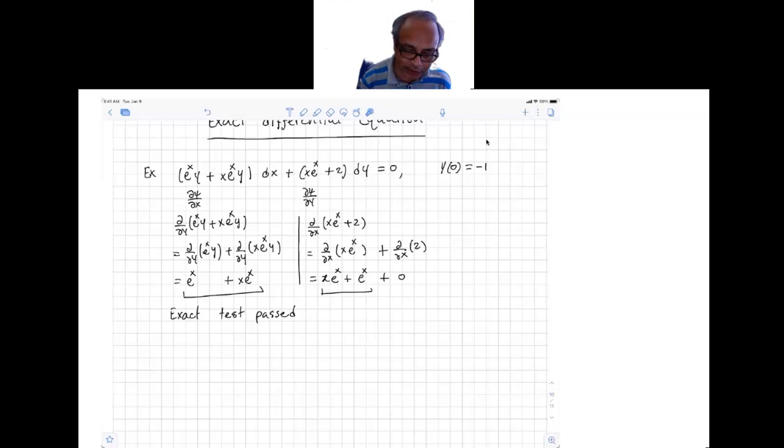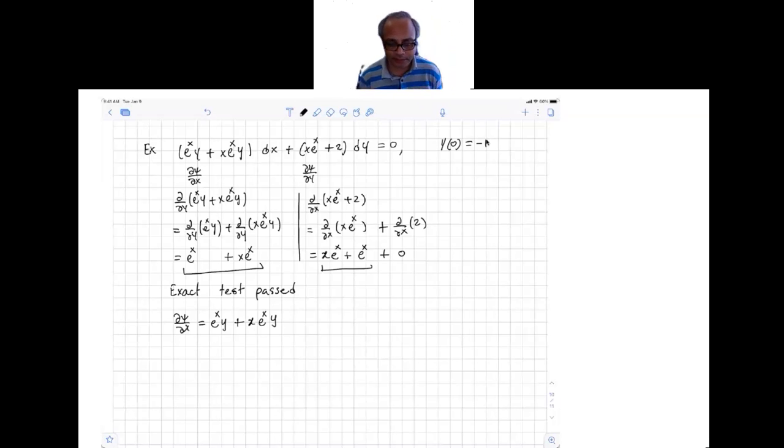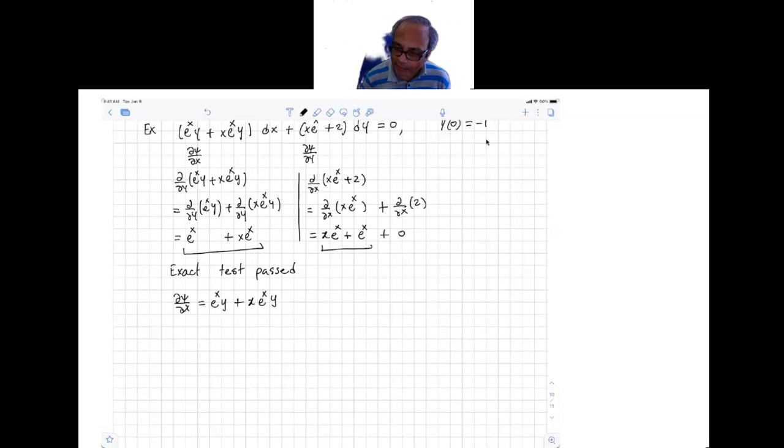I'm going to start from the left side. I'm going to write dψ/dx equals e to the x y plus x e to the x times y. This is just a derivative. Well, this is also a differential equation, but you don't think too much. You consider this a partial derivative, so you can integrate it partially.